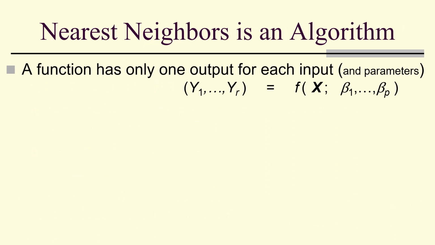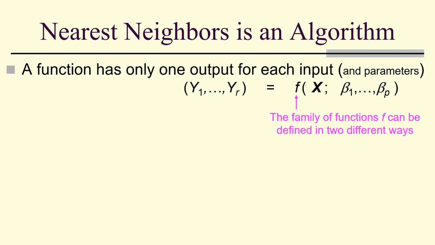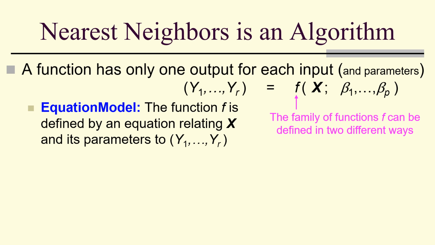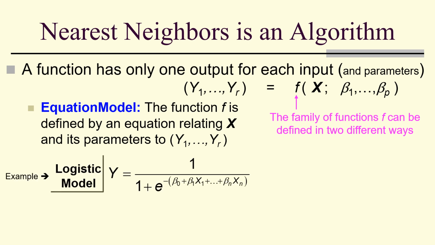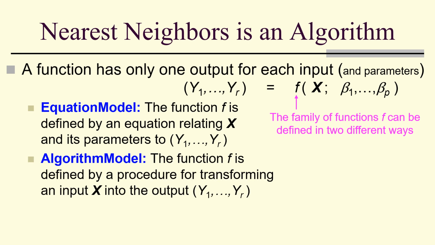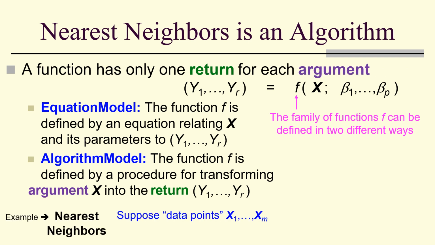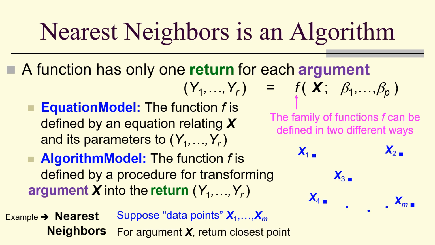Now, they're also an algorithm. Nearest neighbor methods are a function, but there's more than one way to define a function. We've seen how to use an equation model, like the logistic model, but nearest neighbors is an algorithm model, where instead of input and output, we have an argument that produces a return. So there's only one return for each argument. Suppose you have data points, and for each argument x, you return the closest point among those data points.